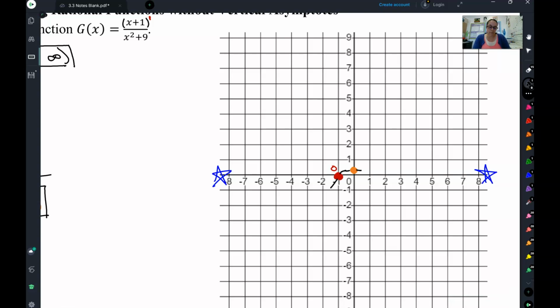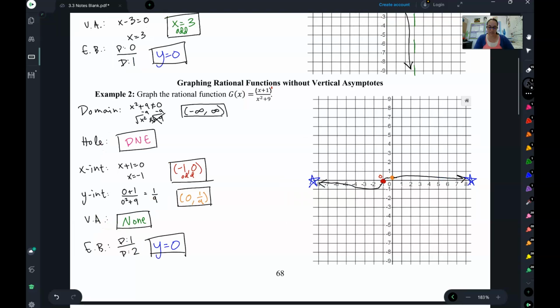And then there's nothing between this x-intercept and my star, so I'm just going to curve back around and point to my star. There's nothing between this y-intercept and this star, so just curve back around and point towards that star. And that is our graph.